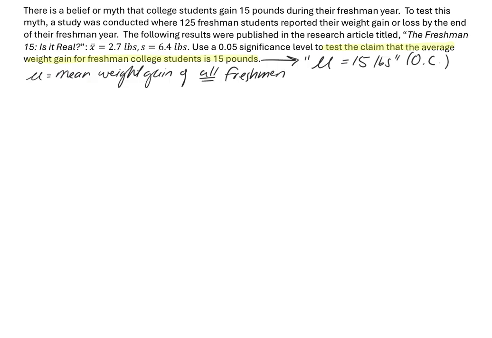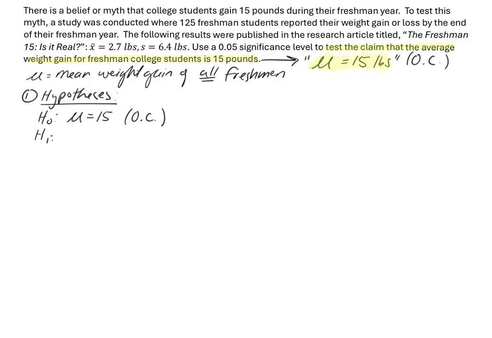Now, notice that this claim that I've written in symbolic form has the equal sign in it. So that's an indication that when I do the hypothesis test, I'll write it down as a series of 5 steps, where the first step is to write our null and our alternative hypotheses. This is an indication that the null hypothesis is the original claim. So again, keep track of that.